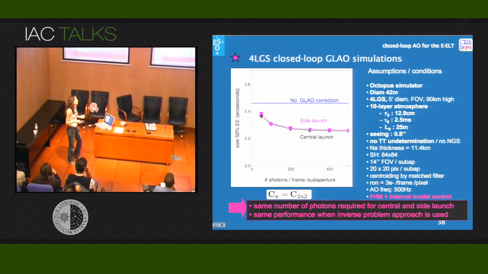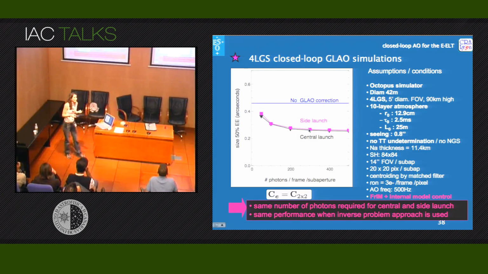So it means that it's simpler to launch from the edge for a given flux that you want to obtain back from the laser. So at the end it becomes an advantage to use side launch compared to central launch.